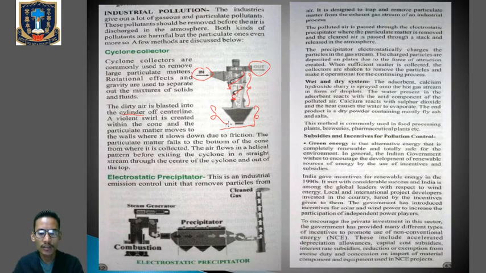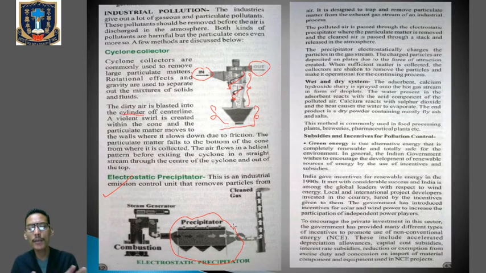So you can see the figure. This is the figure of the electrostatic precipitator. You can see the steam generator, the combustion, and this precipitator is one of the most important parts, which is mainly functional to clean the dirty air before it is released into the environment.